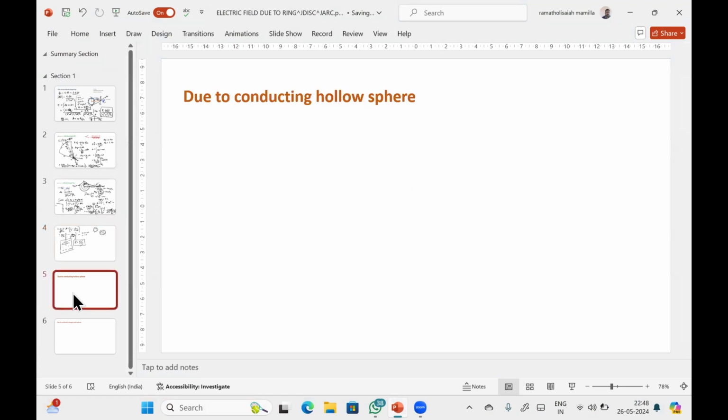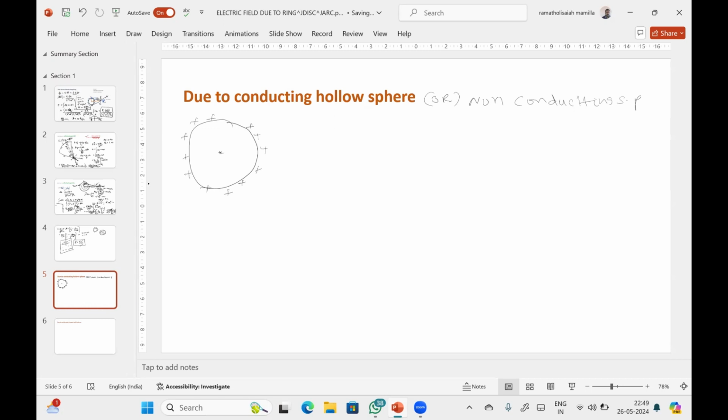So coming to the next, due to a conducting hollow sphere. Conducting hollow sphere, or I can say non-conducting solid sphere, both are the same only. That means charge resides on the surface. This can actually be explained simply by using Gauss law. Gauss law I will explain next. So here, if you consider this total charge as a point charge, then E is equal to K into Q by the radius square, r square. That means 1 by 4 pi epsilon naught Q by r square. This is the field for a conducting hollow sphere.